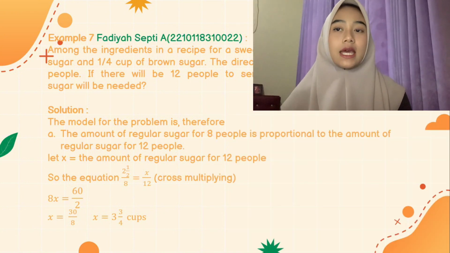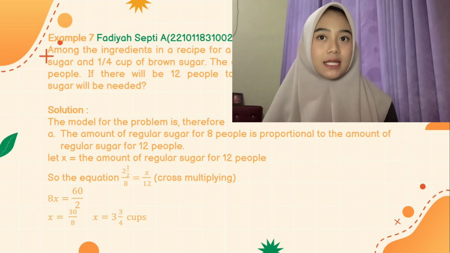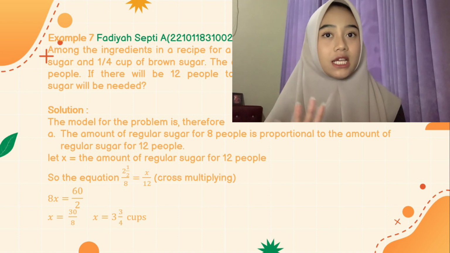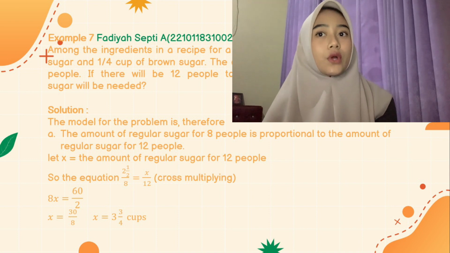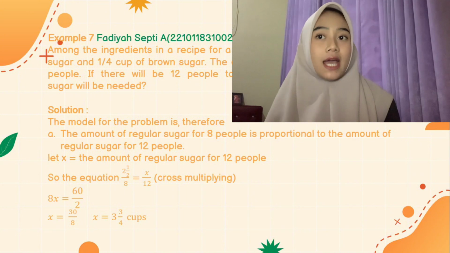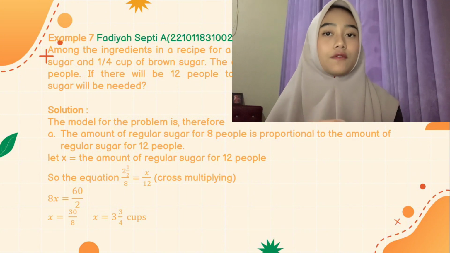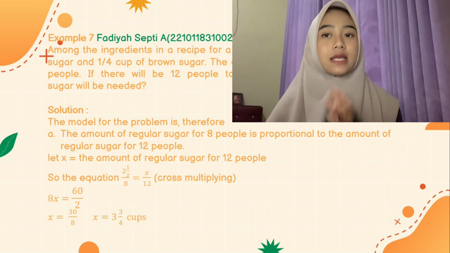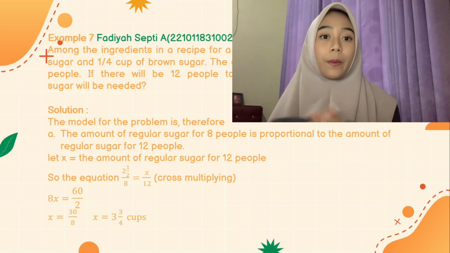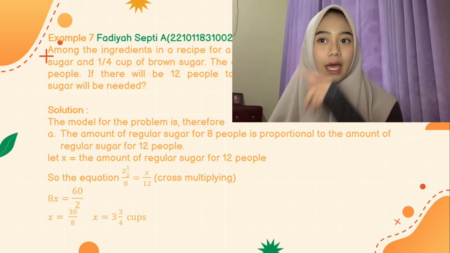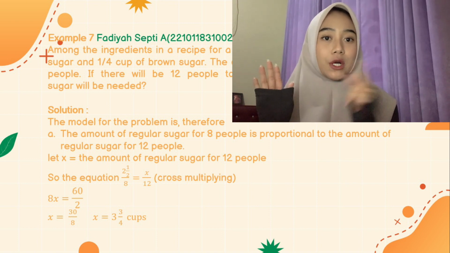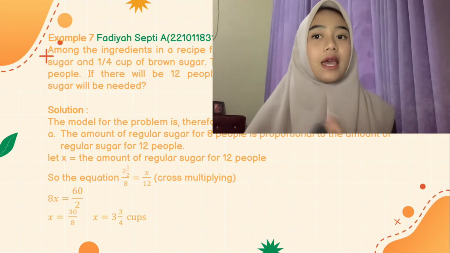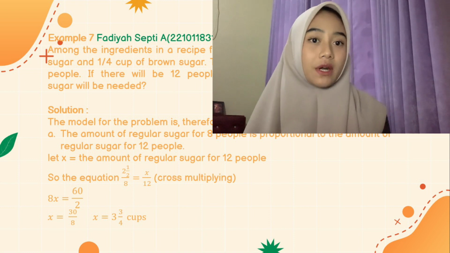The solution. The model for the problem is that the amount of regular sugar for 8 people is proportional to the amount of regular sugar for 12 people. So let x be the amount of regular sugar for 12 people. The equation is 2.5 over 8 is x over 12. Cross multiplying, 8x equals 30. So x is 30 over 8, and x is 3 and 3/4 cups.